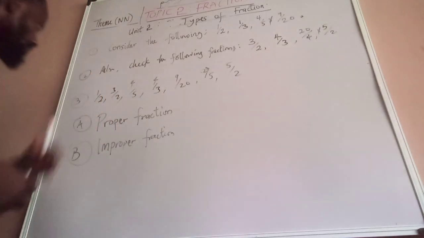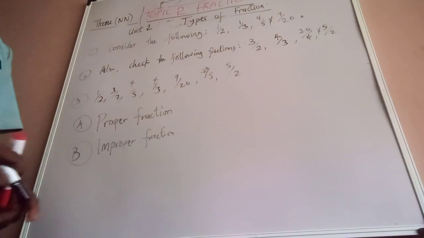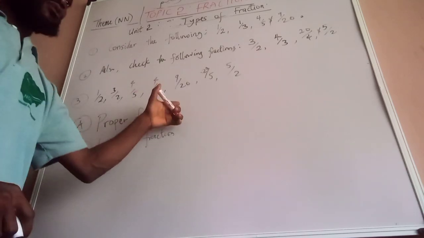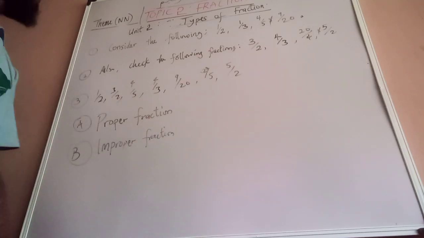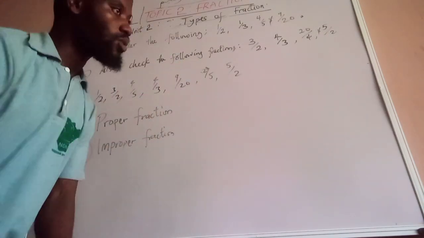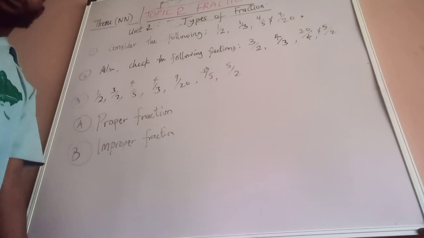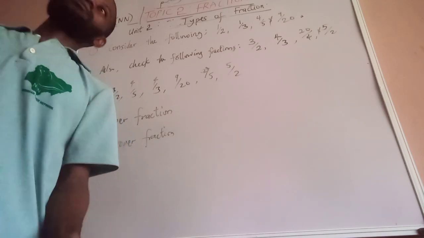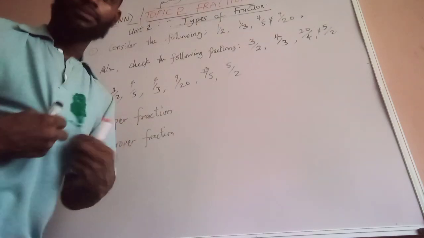Now, the proper fraction is the fraction where the numerator is smaller than the denominator. Any fraction whereby the numerator is smaller than the denominator is called a proper fraction. That is how a fraction should be. Because what you bring out from a whole should not be bigger than the whole itself. Good. Or how will you alone be bigger than your own family?